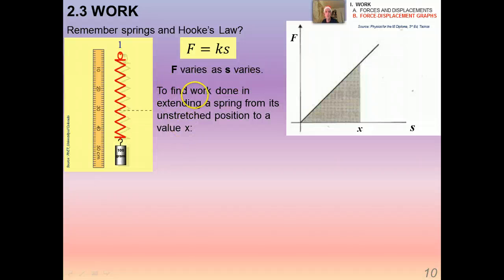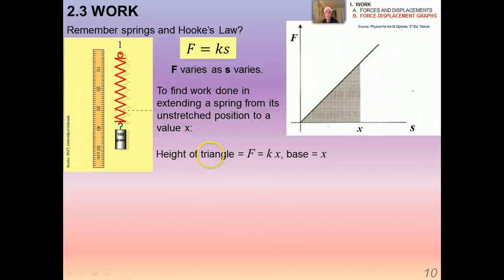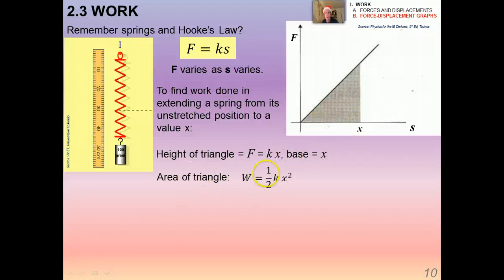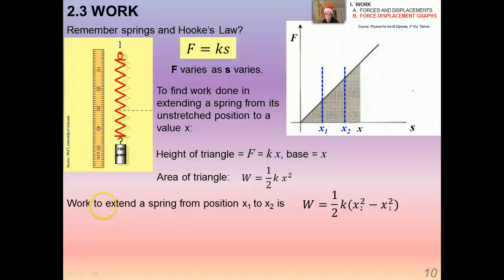So to find the work done in extending a spring from its unstretched position to a value x, we would analyze the F-s graph, and it would be, of course, the area, this gray area as shown here. Now, the height of the triangle would be kx, because F is kx. The base is x. So the area of the triangle would be 1/2 kx squared, because that's 1/2 of F times x. The work to extend a spring from position x1 to x2, as shown here, is 1/2 k times (x2 squared minus x1 squared), obviously. So it's the big triangle area minus the little triangle area.